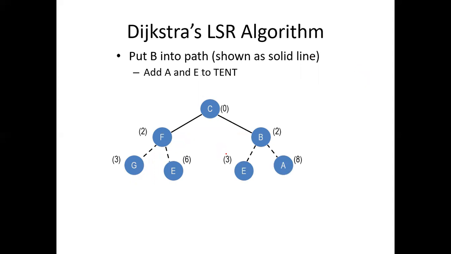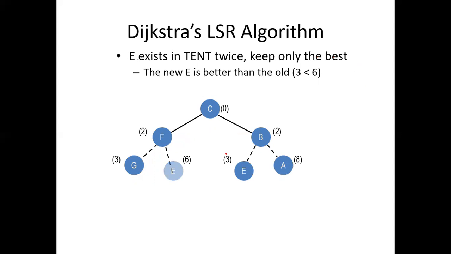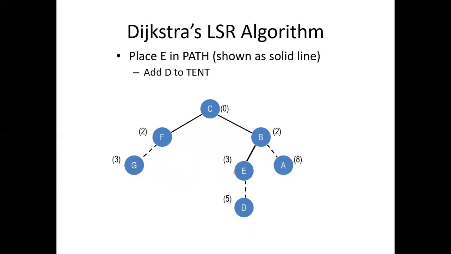After this, putting B in the path as shown in the solid state and adding the tentative values of A and E. So values have been added. Now I am going to check here. E exists in the tentative list twice. So now I have taken C, no? So E exists twice. One value is 6, another value is 3. And the new E is better than the old E. So if I go, I need to go for 6. Here it is 3. So I will keep the newer one and make it from tentative to solid state. And then I will come to D.